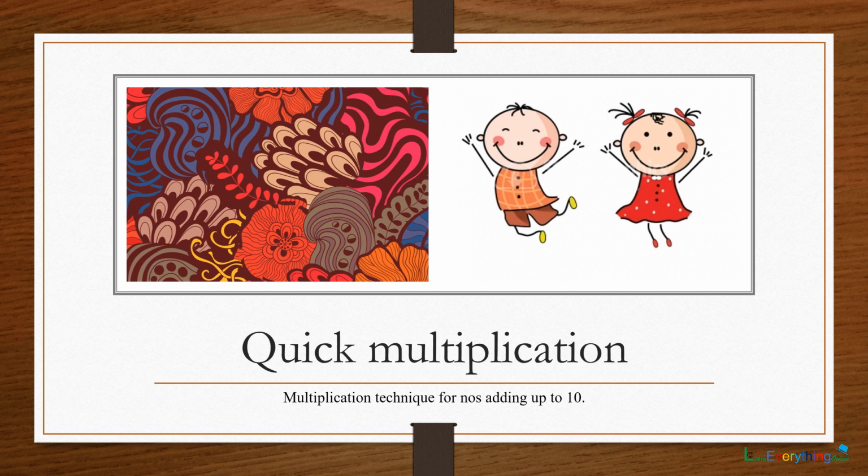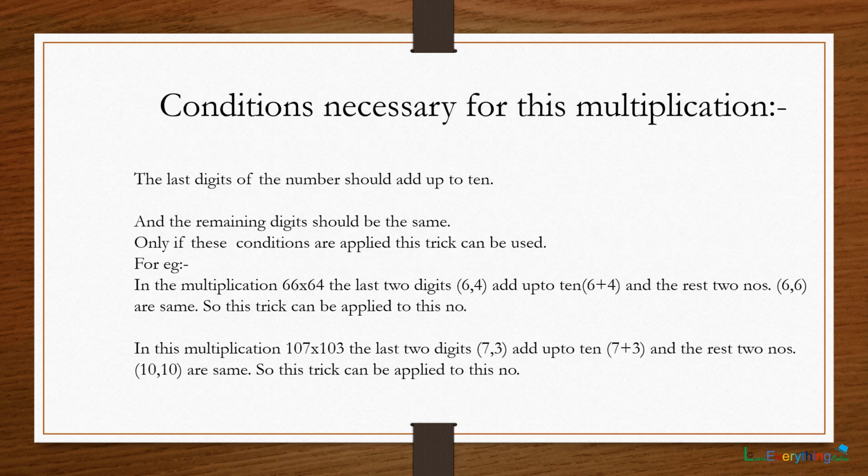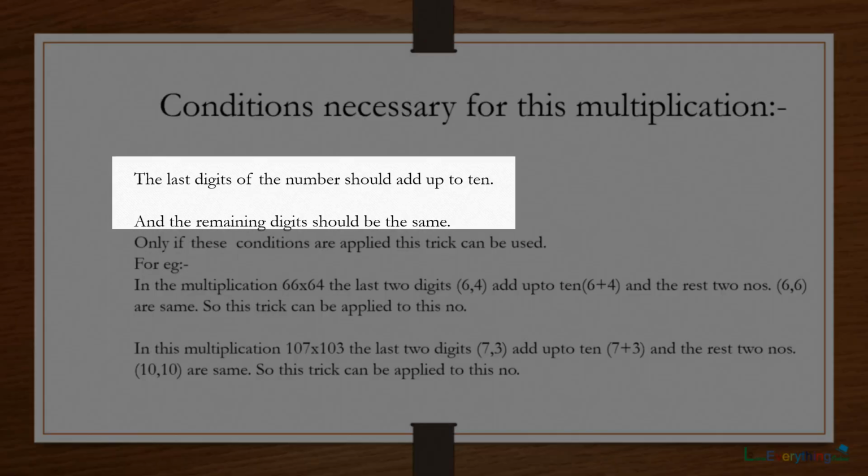So today in chapter 3 we will learn about quick multiplication. Multiplication technique for numbers adding up to 10. Now let's see what do we exactly mean by that. So the last digit of the number should add up to 10. What I mean by this sentence is the numbers in the units place should add up to 10.